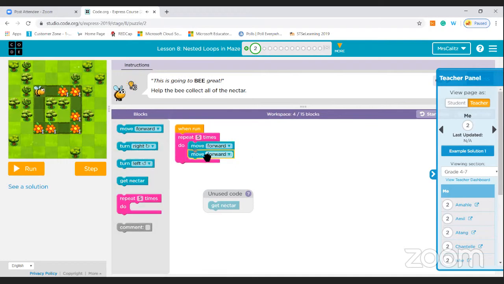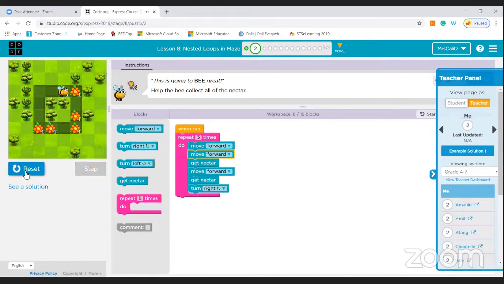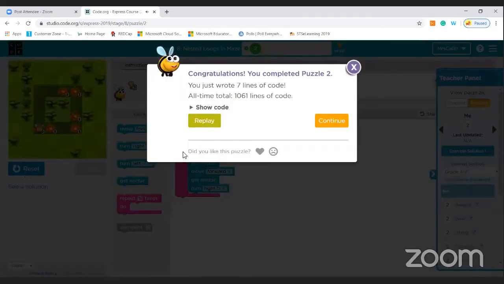Yes, and then get nectar, and then move forward, and then get nectar. Yes, and then? We should turn, I think, right. Turn right, great. And how many times must we repeat it? 3 times. 3 times, are you sure? Okay. Yes. Well done. Well done, Amu.